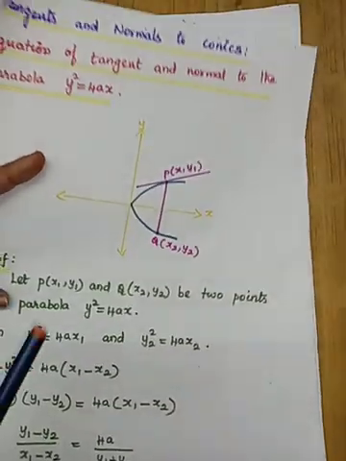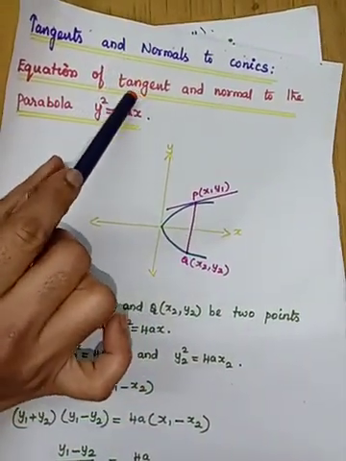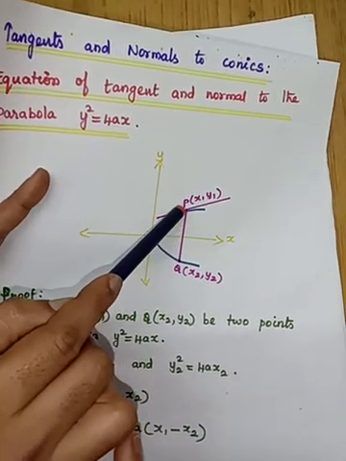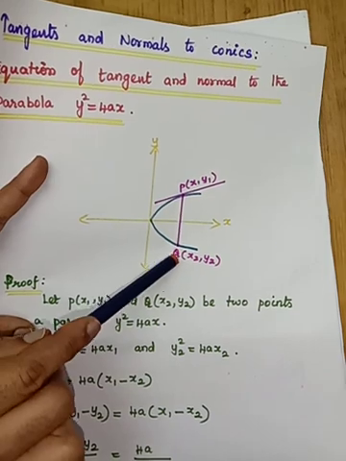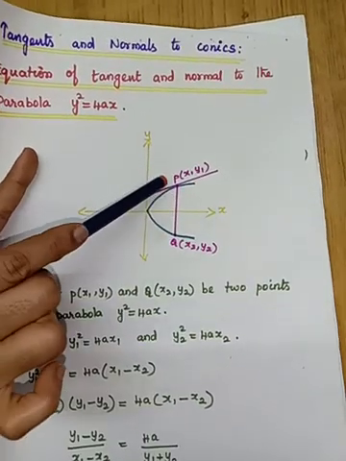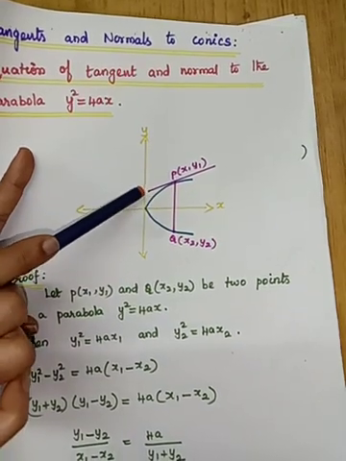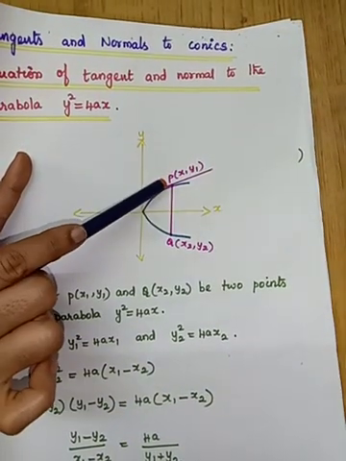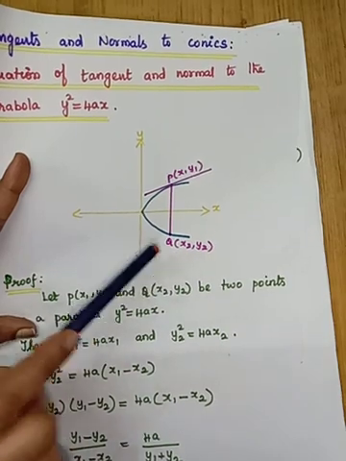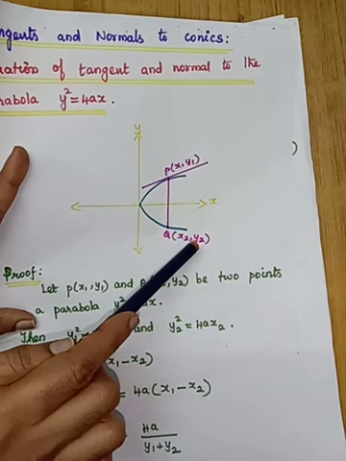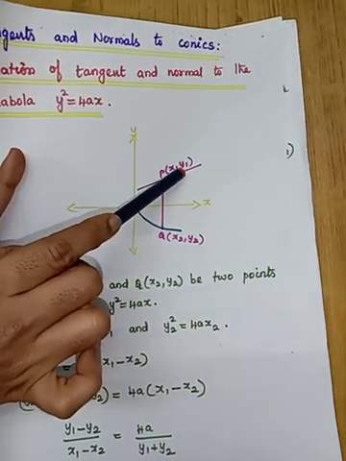Now what is needed? We are going to find the tangent. Tangent is a straight line which touches the parabola at a point. So when this point Q coincides with P, then only the chord PQ will become the tangent at P. So now what should happen? x2 will coincide with x1 and y2 will coincide with y1.